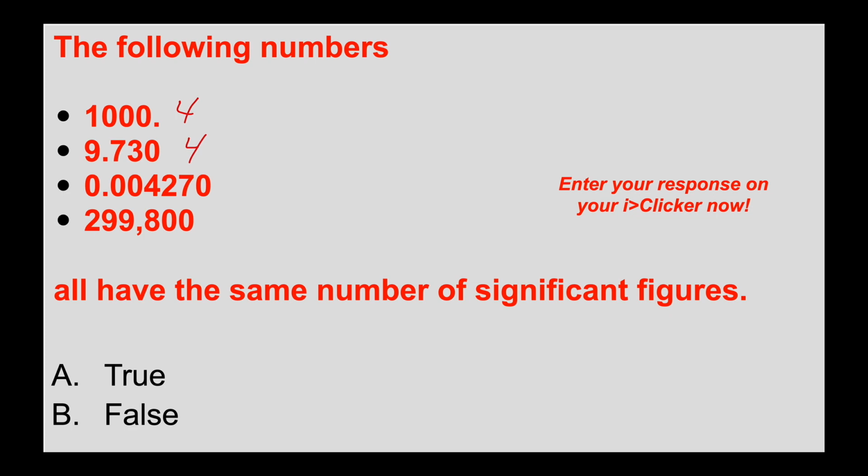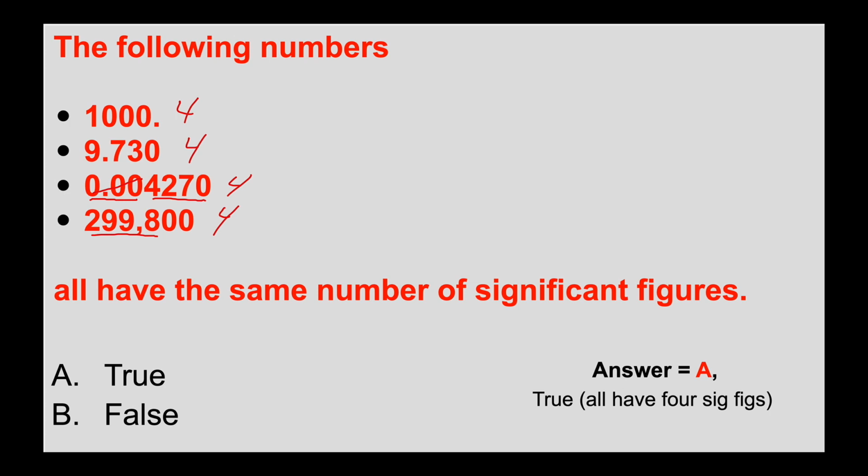The next one, 0.004270. So the initial zeros are just placeholders. But the last ones, the 0 at the end, we wouldn't write that unless we needed it. You could write that number as 4.270 times 10 to the minus third. That is 4 sig figs. So those don't count in terms of sig figs, but those last 4 do, 4 sig figs. And this last one, zeros at the end, no dot, 4 non-zero values, 4 sig figs. True, they all have the same number of significant figures. They all have 4 sig figs.